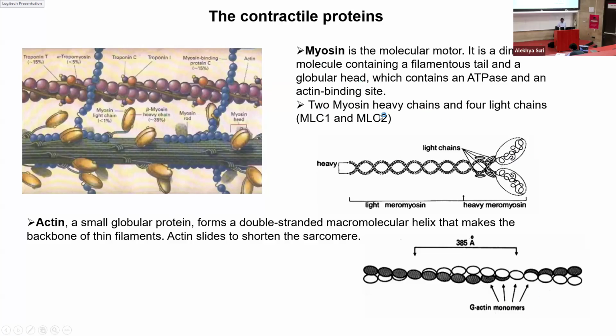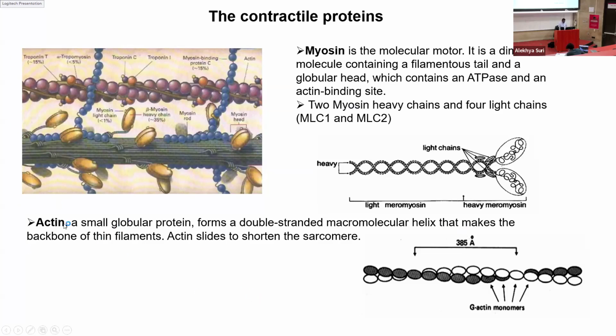The myosin contains two myosin heavy chains and four light chains. The four light chains are classified into two types: a pair of myosin light chain 1 and a pair of myosin light chain 2. Myosin light chain 1 is called the essential light chain, and light chain 2 is called the regulatory light chain, so it can get phosphorylated. The phosphorylation enhances the kinetics of actomyosin interaction.